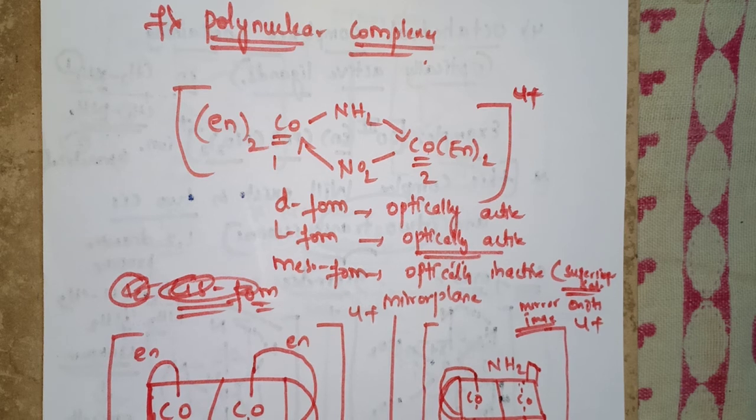That's it. This is all about the optical isomerism in octahedral complexes of coordination number 6. I have made two parts of this video. The first part consists of 3 types of octahedral complexes, whereas the second part of the video consists of the other 3 types of octahedral complexes.